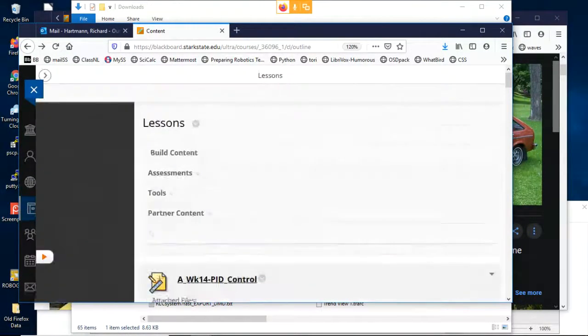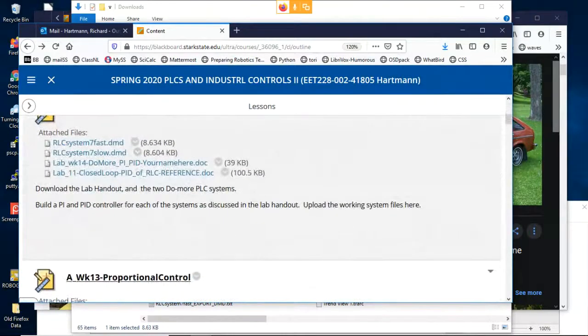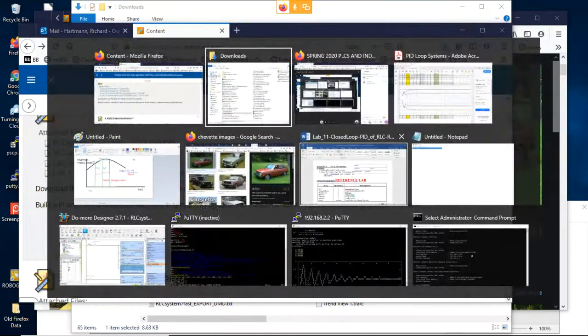What I've got here is a couple of different programs. I've got one called RLC System 7 Fast, and the other one is RLC System 7 Slow. Now both of these have a steady state error, but the slow system is really the same system you had last week. I made a couple of adjustments to it because I had a couple of things in the wrong place, but it's basically the same system you had last week. But the fast system, let me show you the fast system here.